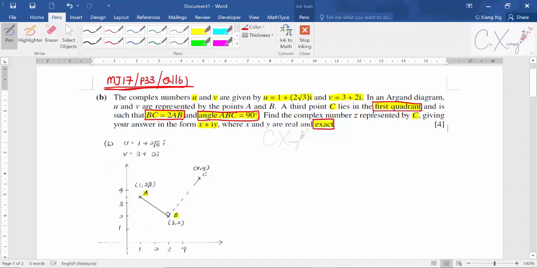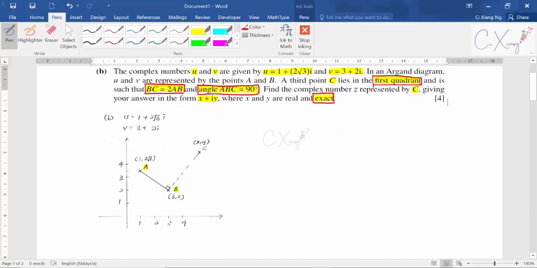Before you start answering this question, there are important pieces of information here. First, the length of BC should equal 2AB. And the second thing is that angle ABC equals 90 degrees. When I sketch an Argand diagram, I want to know where my C is. So I conclude that my C is here. When I measure, I imagine that the length of BC is 2 times the length of AB, so this length should be 2 times this length. And then they are 90 degrees to each other.